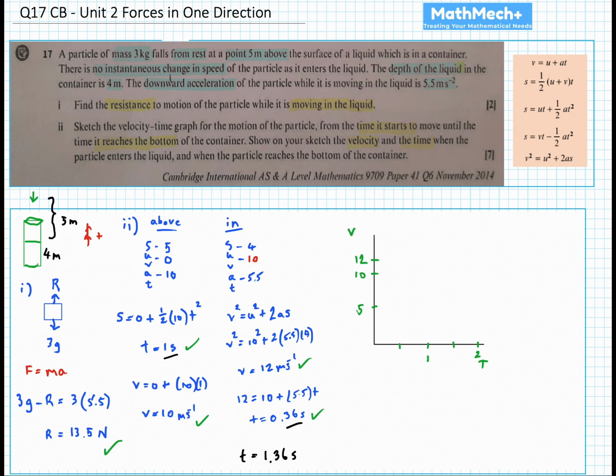So our first values are 1 second, and the velocity is 10. Put a dot there, or an X. Then 1.4, just before your 1.5, at 12. Of course, these are straight lines. And that's pretty much it. That was a question on forces in one direction for Unit 2. And you can put in your 1.36 there as well. That might help.